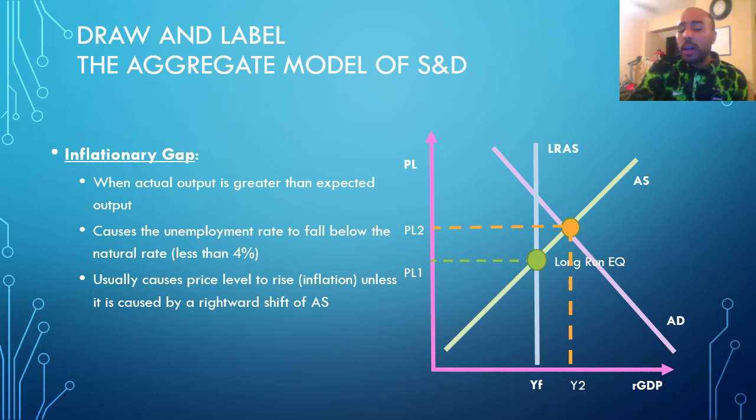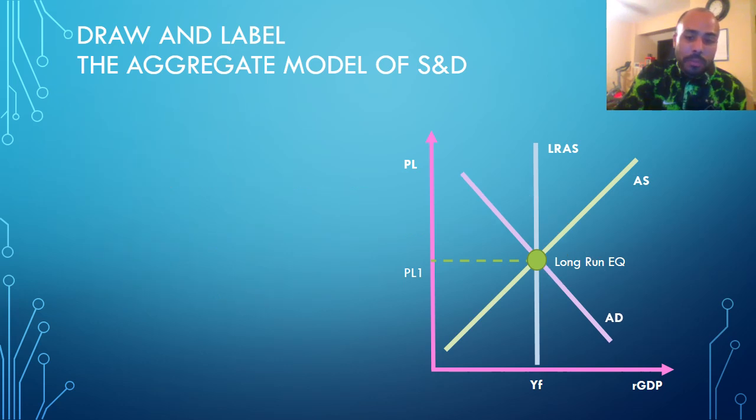This usually causes the price level to rise. When our unemployment rate is lower than normal, more people are spending money and producers have to raise their prices. And so we would see the CPI would rise. That's why you see from PL1, we've raised up to PL2. And from YF, as I said, we increased our output. So now we're at Y2, which is a higher level of output.